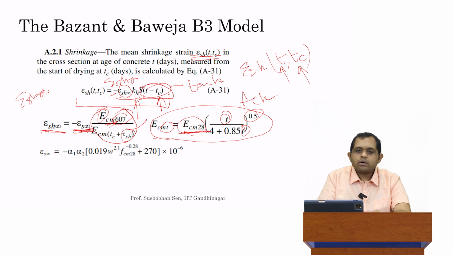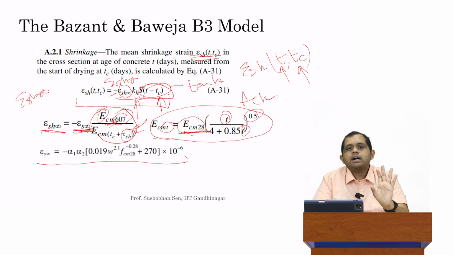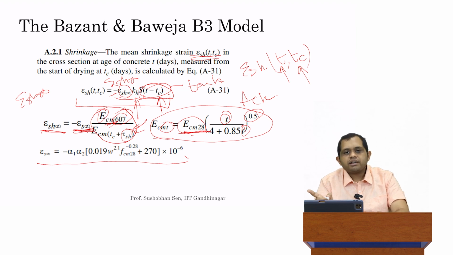We have to define tau SH. I'll define it in a second. And then we have this. So what is epsilon S infinity? Epsilon S infinity is basically telling us that, corrected for the rate of change of properties of the material, taking that into account, what is the long-term shrinkage strain which is developed in the concrete. It's basically going to be a function of the material properties of the concrete.